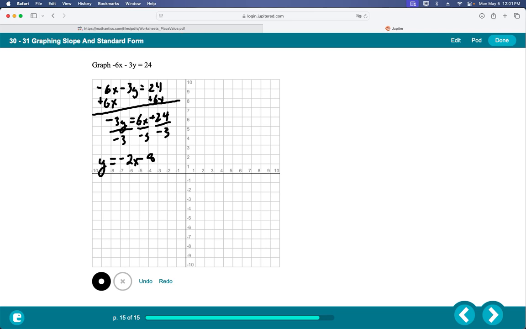So we're going to start at the negative 8. And we turn this into a fraction by putting it over 1. So we go down 2 over 1. I can't do any more that way, so I'm going to go in the reverse. So I'm going to go up 2 to the left 1. That continues that straight line. You can just see visually it's a straight line. And that is your answer. And there you go. And that's all of 30 and 31.